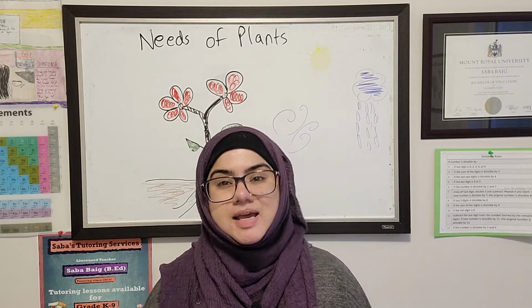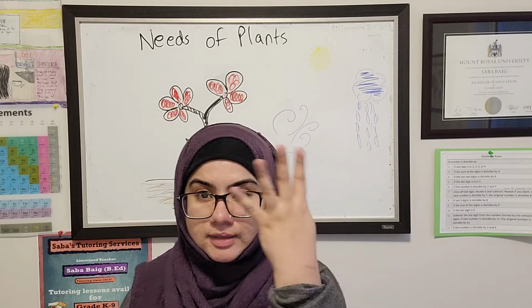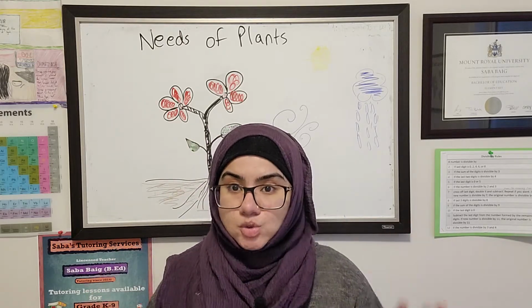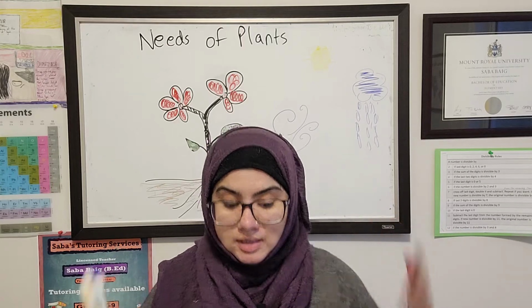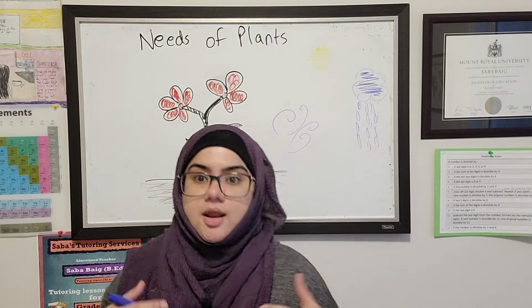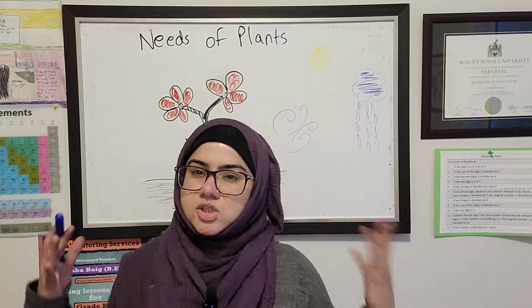Today we will be learning about the needs of plants. The most important thing is that plants need four things to survive in this world. So what are the four things? Like humans, we need water to survive. We need oxygen. We need food to survive. We need clothes and shelter, right?